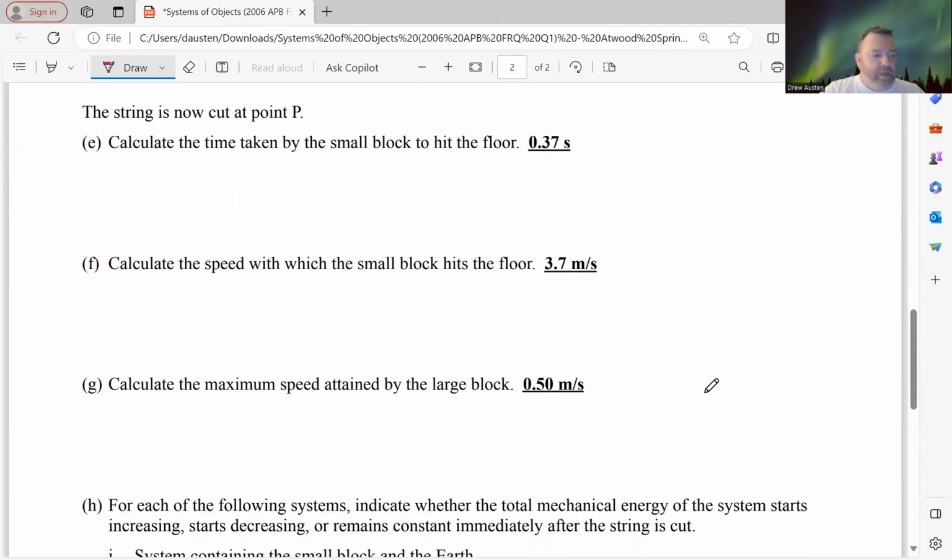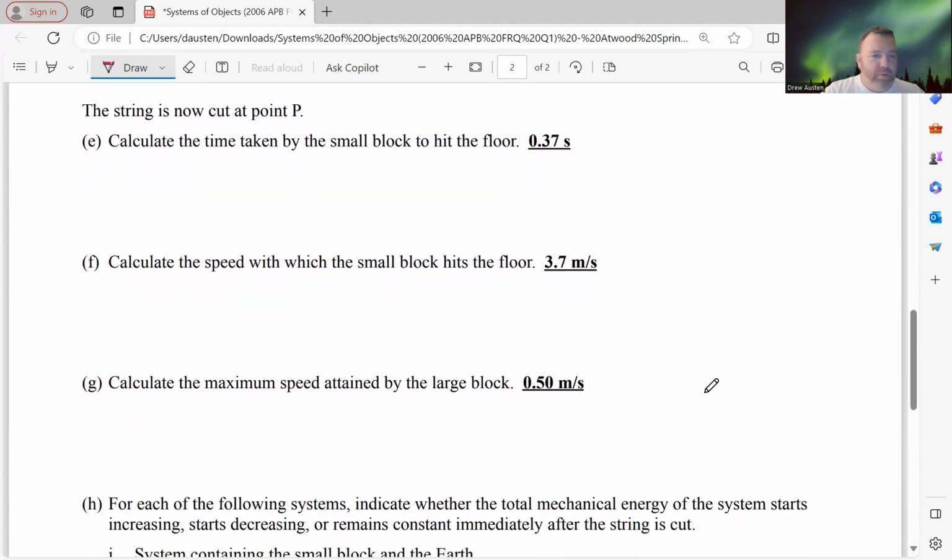Now we're going to cut the string at point P, which is over near the large block. And that's going to cause the large block to be pulled to the left by the spring, and it's just going to cause the small block to fall to the floor. So let's just calculate the time it takes the small block to hit the floor.